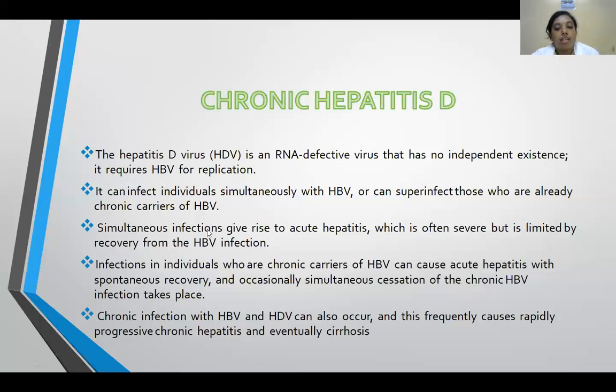Okay. Simultaneous infections give rise to acute hepatitis, often severe, and are limited by recovery from hepatitis B infection. The patient should be recovering from hepatitis B virus infection initially. Infection in individuals who are chronic carriers of hepatitis B virus can cause acute hepatitis with spontaneous recovery, and occasionally, cessation of the chronic hepatitis B virus infection takes place. Chronic infection with hepatitis B virus and HDV can also occur, and this frequently causes rapidly progressive chronic hepatitis and eventually cirrhosis. Acute hepatitis is always limited to recovery of HBV infection. Chronic infection results in progressive disease. Both viruses are there, so definitely it will result in progressive chronic hepatitis and eventually cirrhosis.